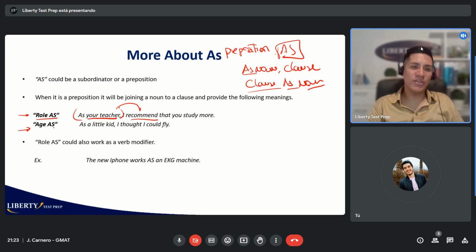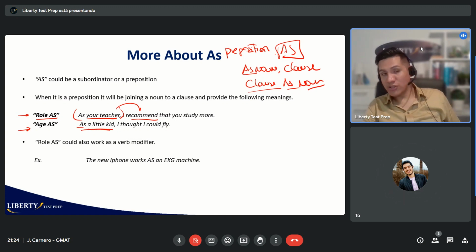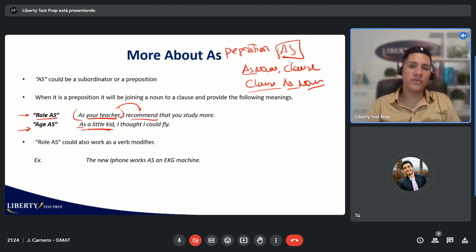And then you have the age, as a little kid, right? When I was a little kid, I thought I could fly. So this one is giving you the age of an action. Okay. So those are the possible functions for the prepositional as.